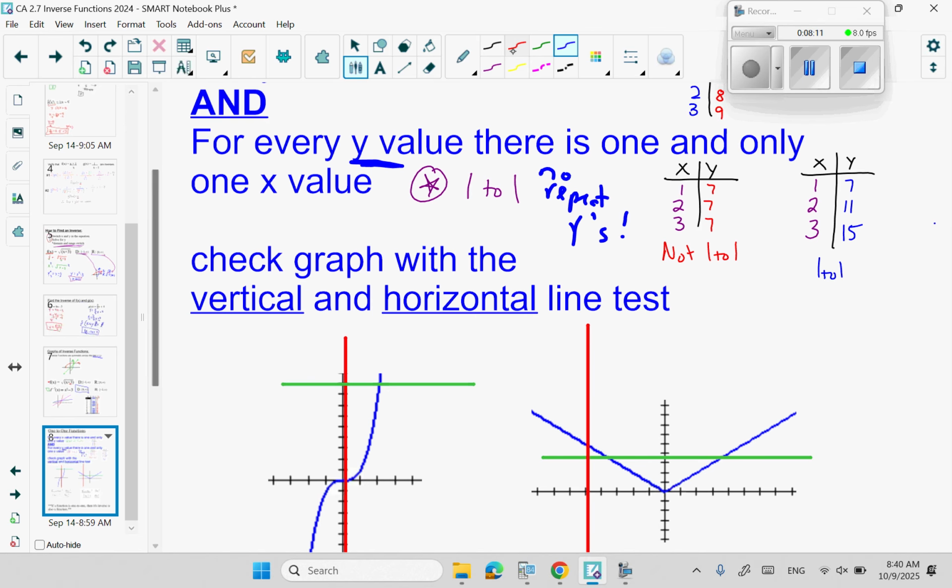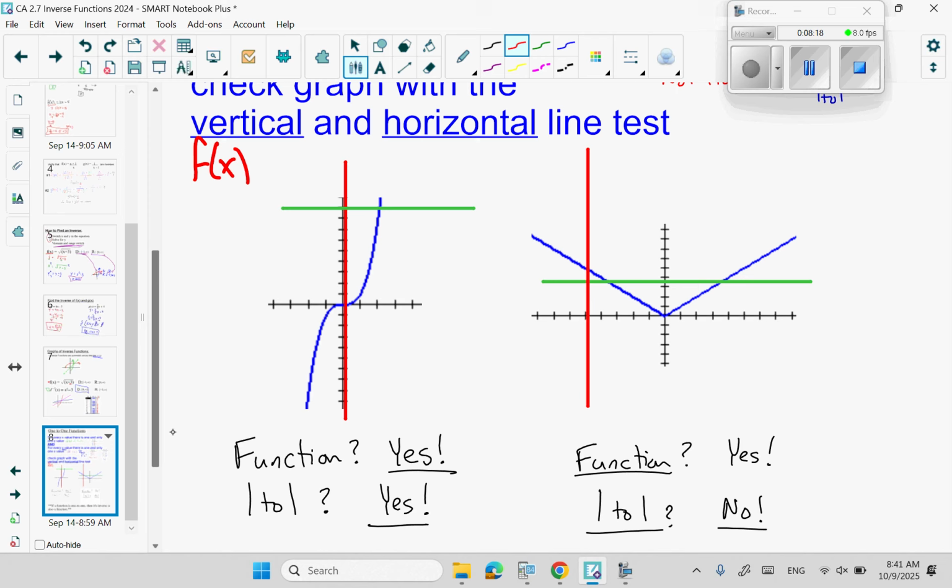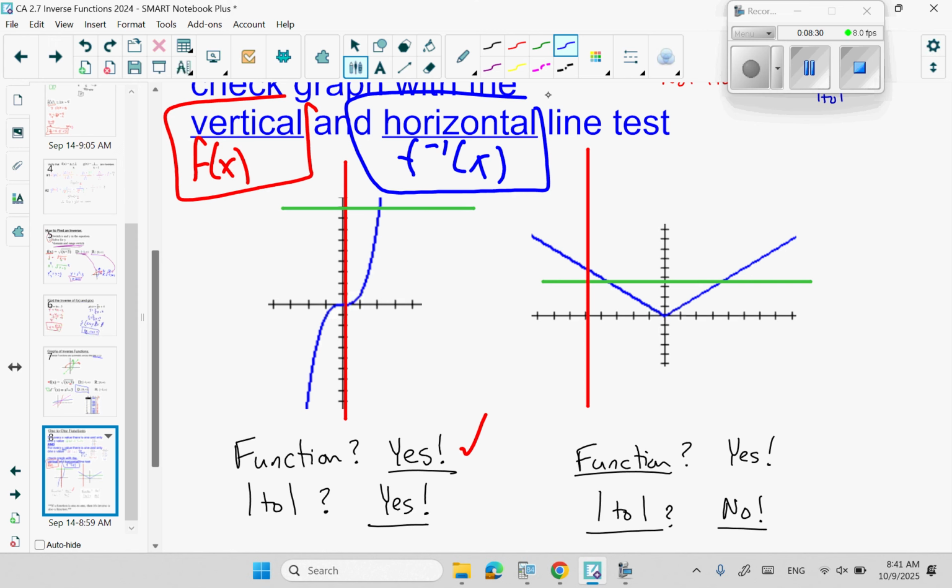The vertical line test tells me if f of x is a function. So I would say f of x is a function right here. Yes, because it passes the vertical line test. And it also passes the horizontal line test. The horizontal line test would tell me if it's one-to-one.